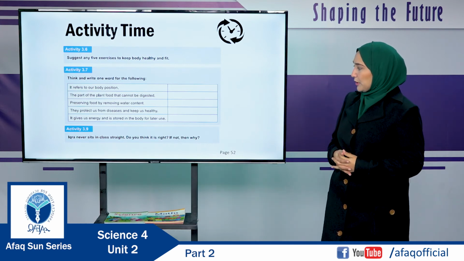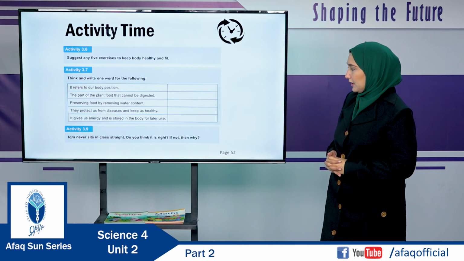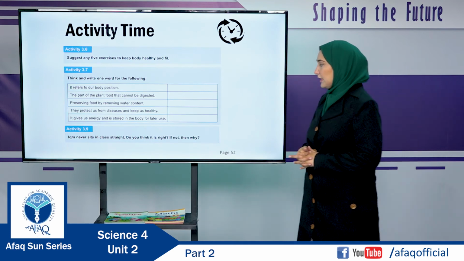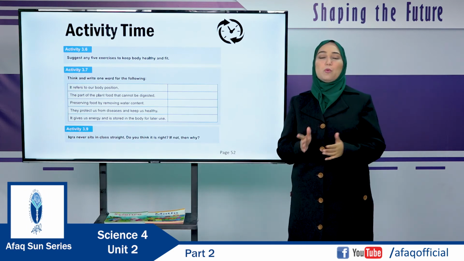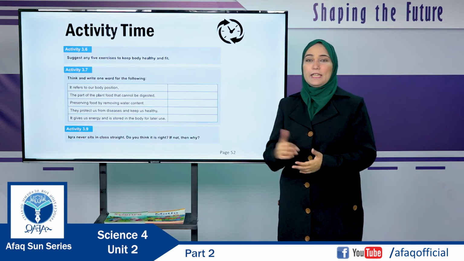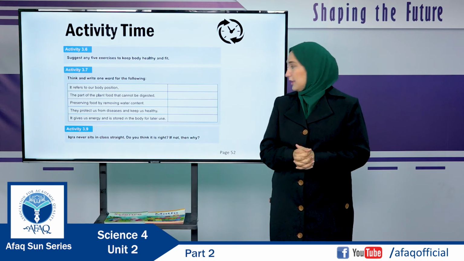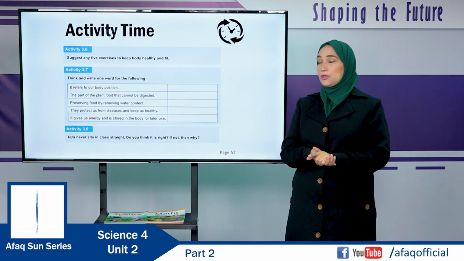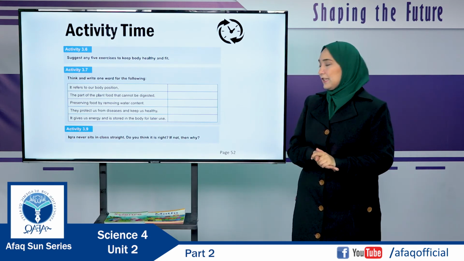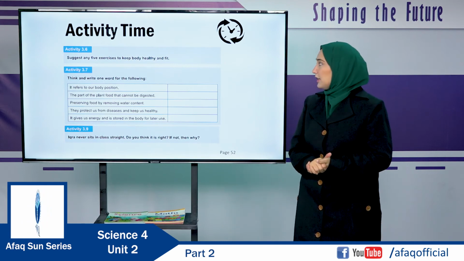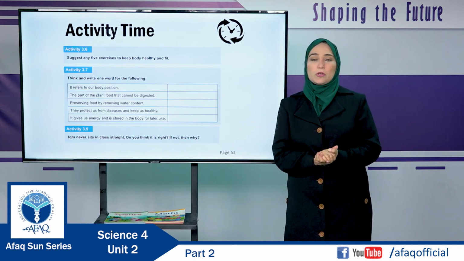The next activity is: Ikra never sits in class straight. Do you think it is right? If not, then why? You have to think about it. Is it right that Ikra sits in class straight? Ikra never sits in class straight. If it is not right, then give your reason and solve these activities, show it to your teachers and come back.